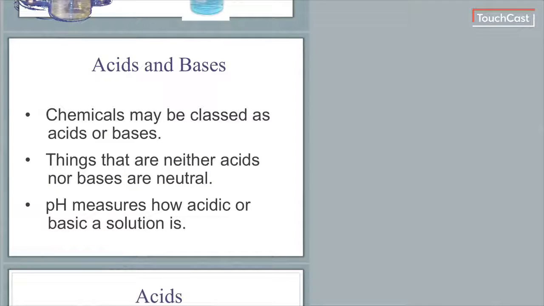And in order to talk about what pH is, we need to identify what acids and bases are. Chemicals may be classified as either an acid or a base. Things that are neither acids or bases are neutral. And pH measures how acidic or basic a solution is.